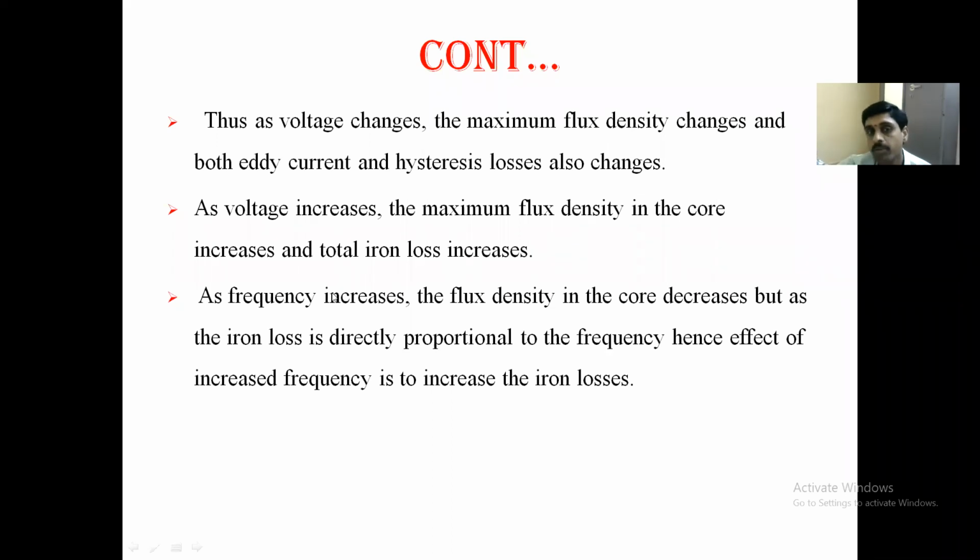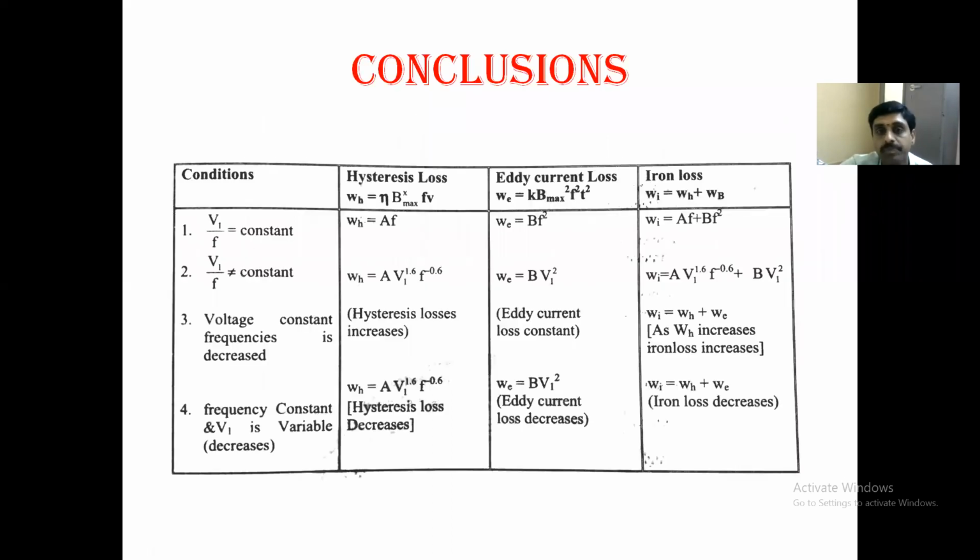Coming to the frequency, I'm talking about the effect of voltage and frequency on these losses. As frequency increases, what happens? Flux density in the core decreases because they are inversely proportional. But as iron loss is directly proportional to frequency, the effect of increased frequency is to increase the iron loss. If you increase the frequency, flux decreases, but iron loss increases. That is the effect of the frequency.